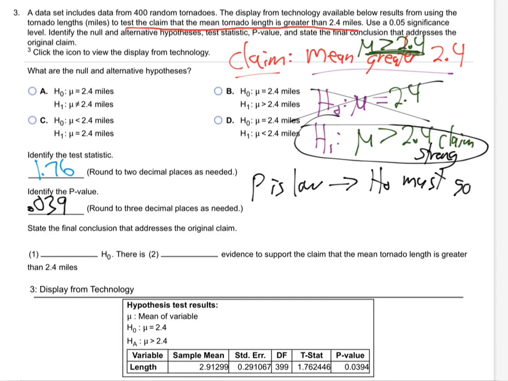All right, so we can write the rest, right? So what did we do? We rejected H0, didn't we? Reject the H0. There is sufficient, there's enough strong evidence to support the claim the tornado is greater than 2.4 miles. Good? Is that getting easier? Is that making sense? Till the next one. All right.